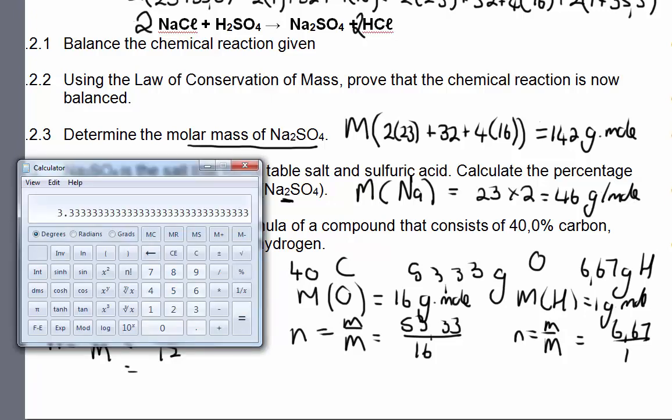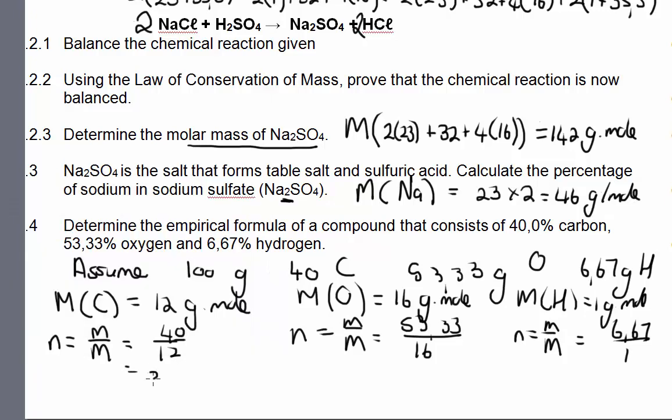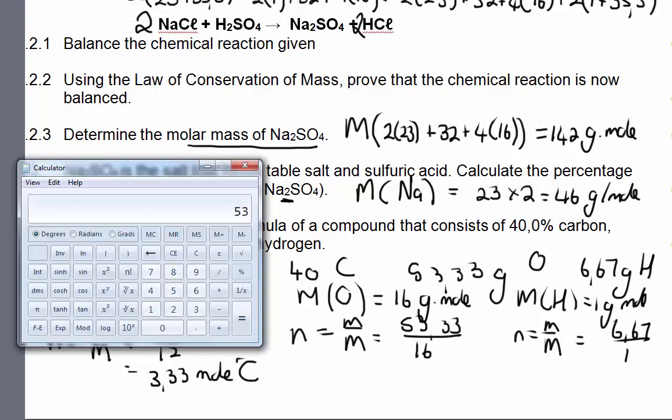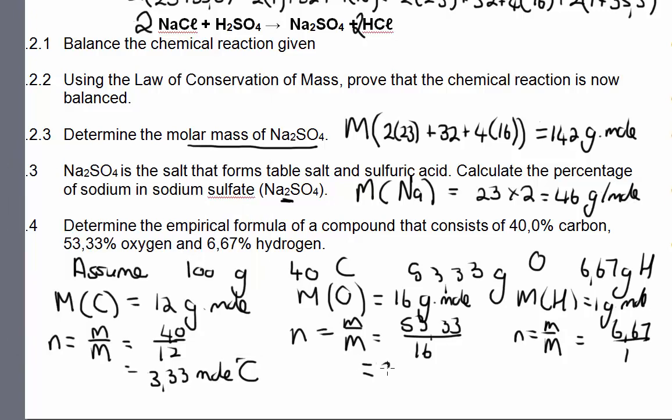Okay, so what's 40 divided by 12? It's going to give us 3.33 moles of carbon. We go and we do 53.33 divided by 16. It gives us also 3.33 moles of oxygen. And then lastly, this one I'm not going to use a calculator, 6.67 moles of hydrogen.